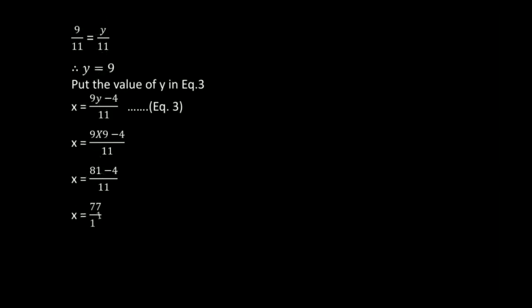Now put the value of y in equation number 3. Equation 3 becomes x = (9y - 4)/11. Now put the value of y: x = (9 into the value of y, 9, minus 4)/11. So x = (81 - 4)/11. x = 77/11. x = 7. Therefore, the fraction x/y = 7/9.